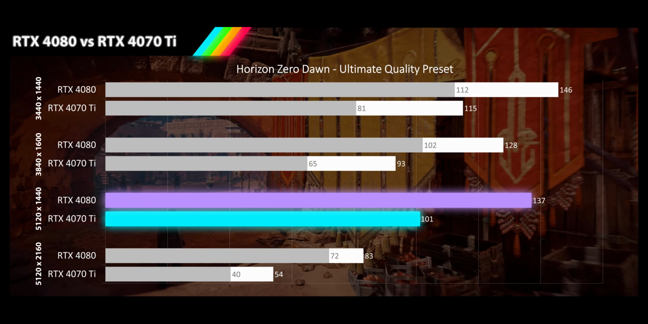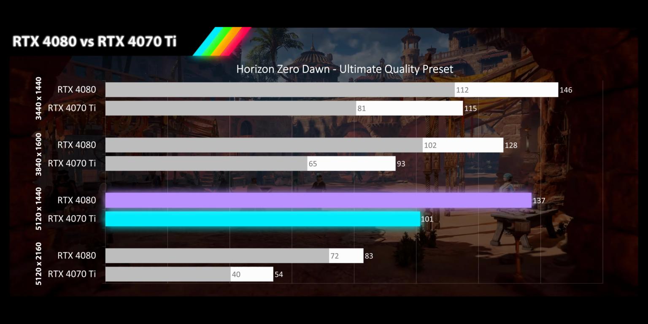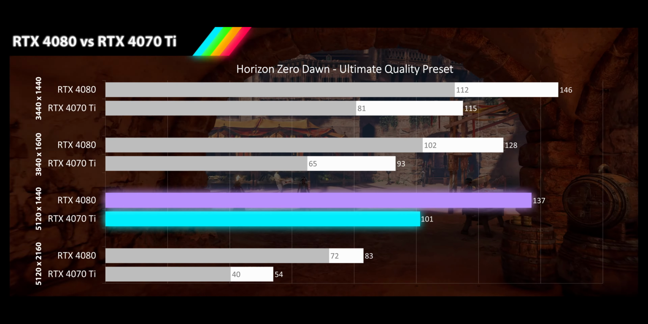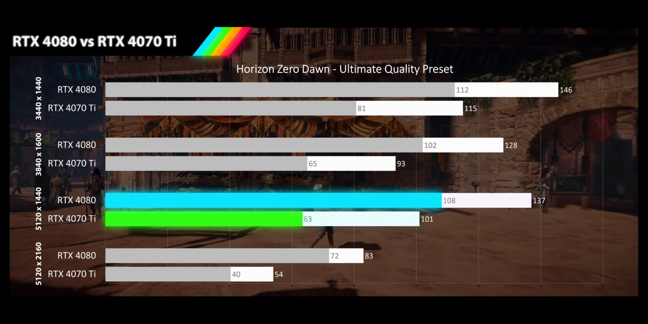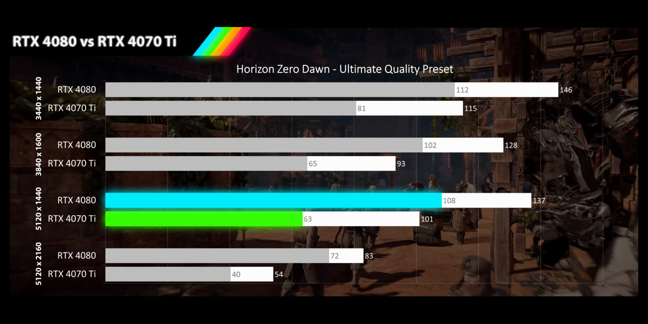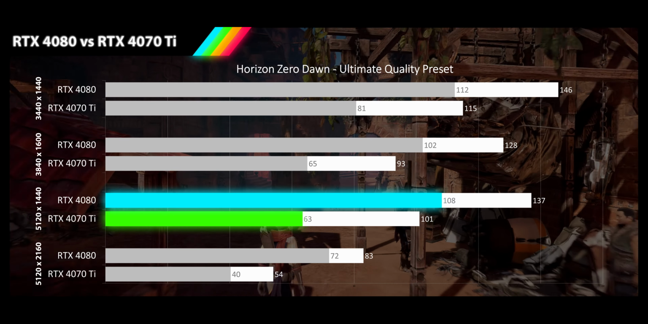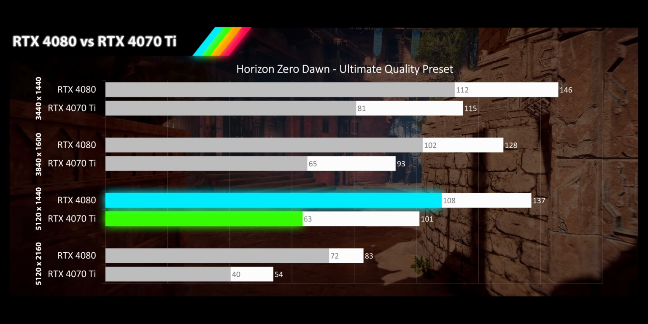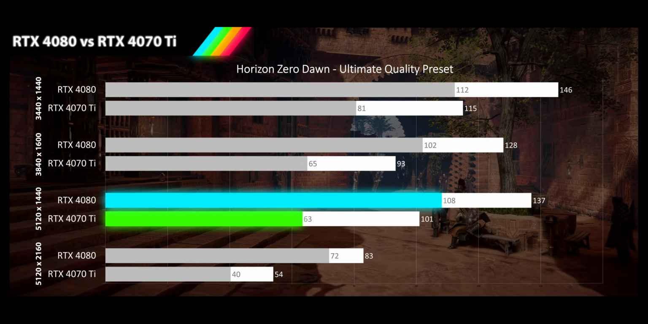For our super ultrawide resolution, the 4080 is getting 137 FPS, 36% ahead of the 4070 Ti's 101 FPS. For our 1% lows, we see the 4080's lead grow to 71% as the 4070 Ti's video memory starts to run out. You can see the 1% low of the 4070 Ti drop despite having the average go up.